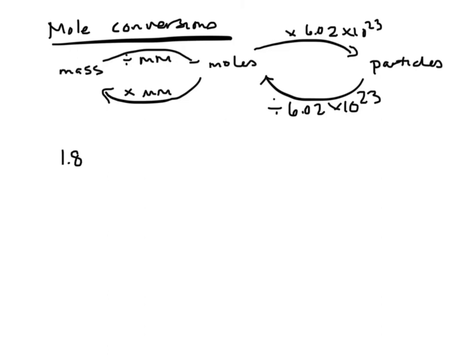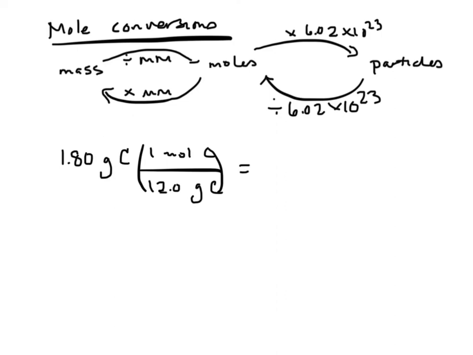If I had 1.80 grams of carbon and I wanted to turn that to moles, we would set up a conversion factor in which 1 mole of carbon was in the numerator and 12.0 grams of carbon was in the denominator. We would then divide on our calculator. First, we can prove that we're canceling correctly, and then take out your calculator and divide 1.8 by 12, and you will get 0.150 moles of carbon.